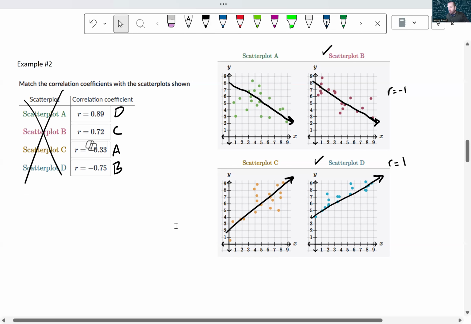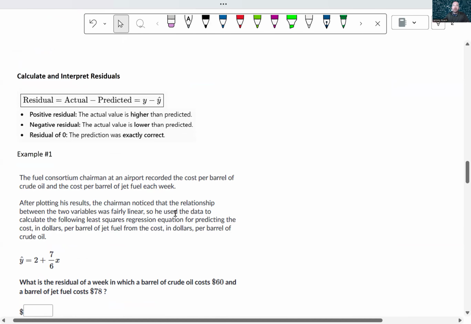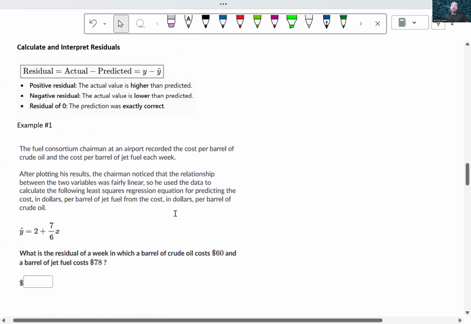All right, next we're going to look at residuals. So regression lines help us to make predictions, but those predictions are not always perfect. A residual measures the difference between the actual value, which are the data points, and the predicted value from the regression line. So in other words, it tells us how far off the prediction was. A positive residual means that the actual value is greater than predicted.